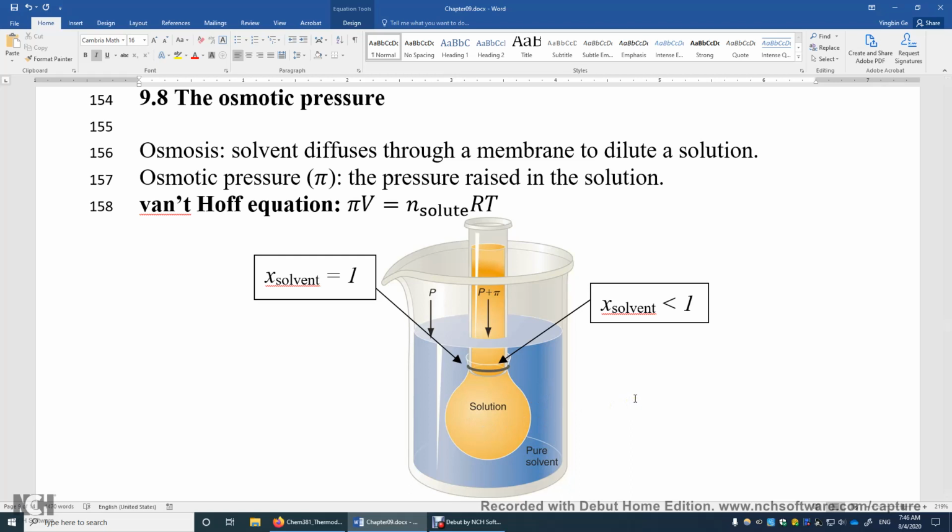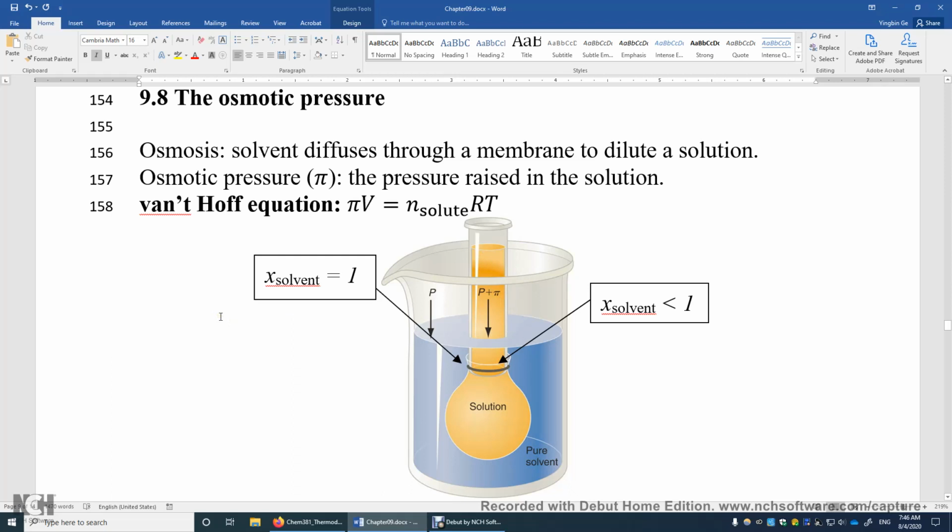Now, what's the definition of this osmotic pressure pi? That's the pressure raised in the solution. Again, if you look at this diagram, there's additional pressure of pi here. So you look at this liquid level, you can easily calculate this pi. I think this pi is rho g h. Rho is the density of the solution, g is the gravitational acceleration, h is the height here.